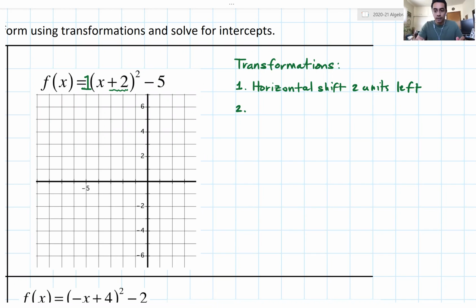Okay. So then since there was no stretching or compressing, what else do we look for?